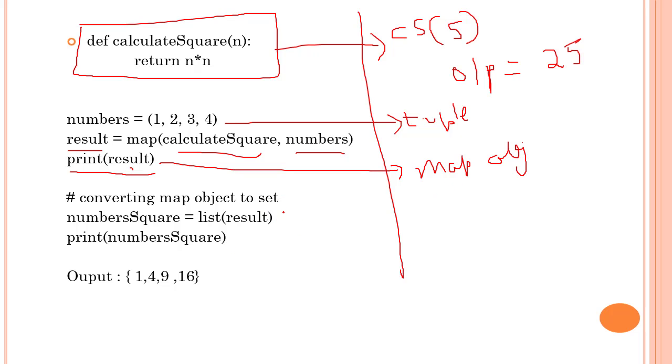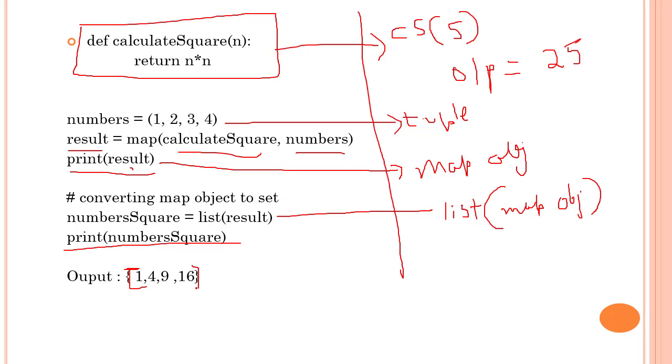Then I'm doing a bit of type conversion. I'm changing the map object to a list. And at the end I am printing the squares of the numbers. As I've told you, it will be a new iterable, so I'm just printing out the output now. The output will be a list. A list is always in square brackets. So 1 4 9 16. So this is the output of this.